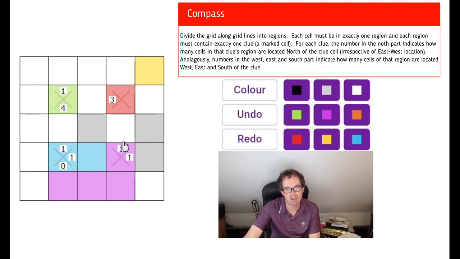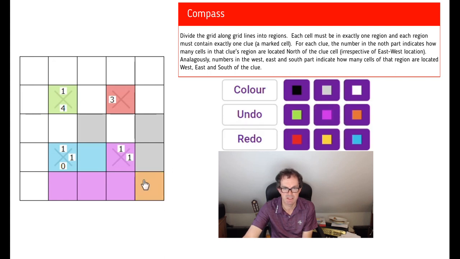So actually, oh no, hang on, this purple is... I was about to say this had to be purple. I'm not sure that's true, because the purple could come this way, and this could be purple. So either this square is purple, or this square is purple. And you can see, hopefully, that this impacts a bit on this green square, because the green square needs 4 cells south of it. And well, I think we've proved that this was purple.